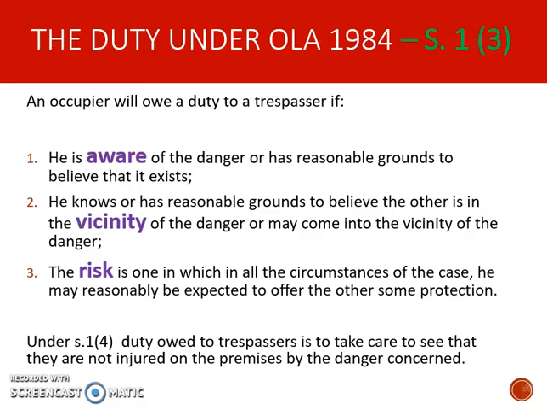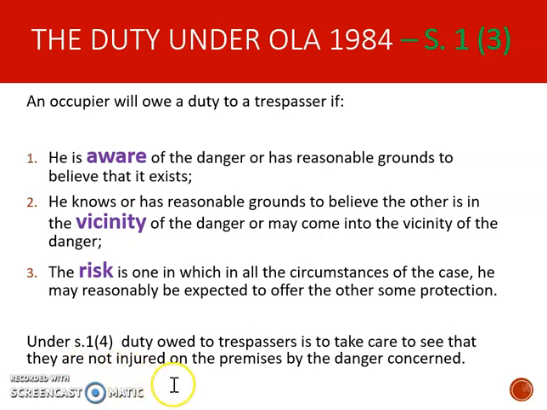So firstly, our occupier must be aware of a danger or has reasonable grounds to believe it exists. He knows or has reasonable grounds to believe that a trespasser may come in the vicinity of the danger. And 3, the risk is one in which, in all the circumstances of the case, he may reasonably be expected to offer some protection. And under section 1, subsection 4, the duty owed to trespassers is just to take care to see that they are not injured on the premises.